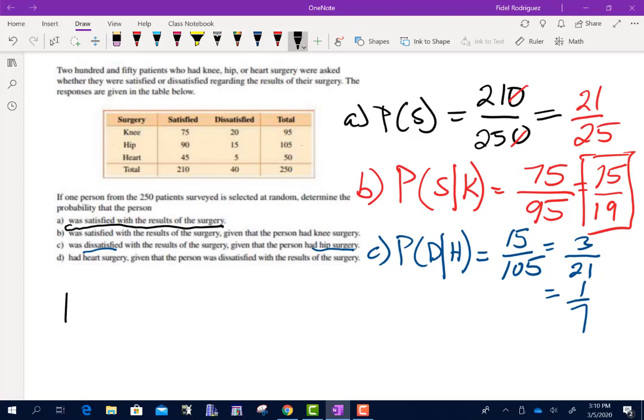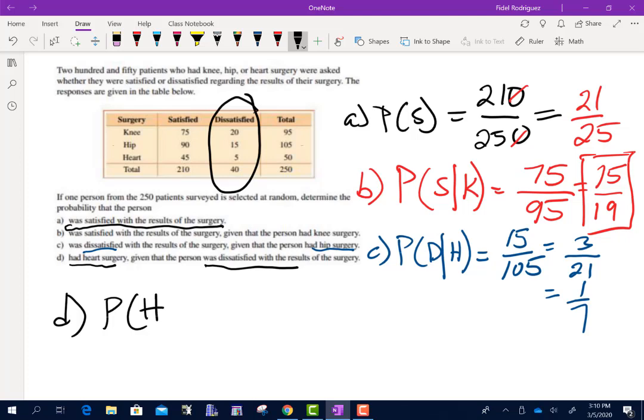And then let's do part D. It says, what's the probability that the person had heart surgery given that they were dissatisfied? So what we're going to do is now we're going to look at the column of dissatisfied. Okay, so we're saying, what's the probability that they had heart surgery given that they were dissatisfied? Okay, so we had a total of 40 dissatisfied. And out of those 40, the ones that had heart surgery were 5 of them. And then when I reduce that, that's just going to give me 1/8. Okay.